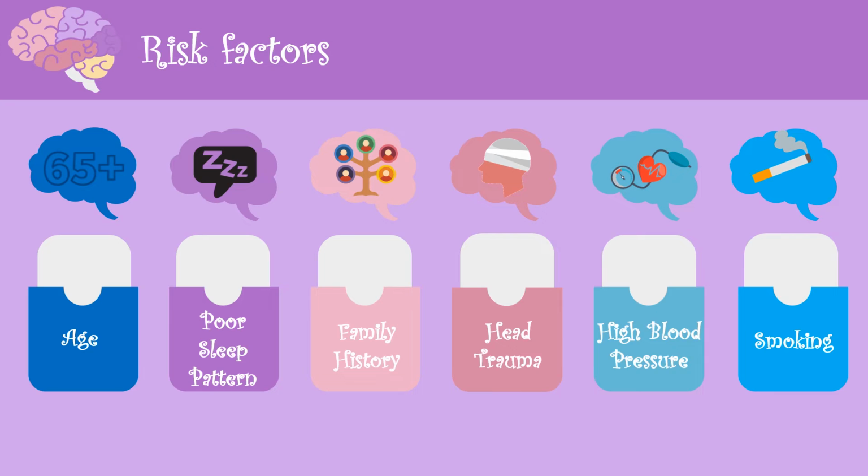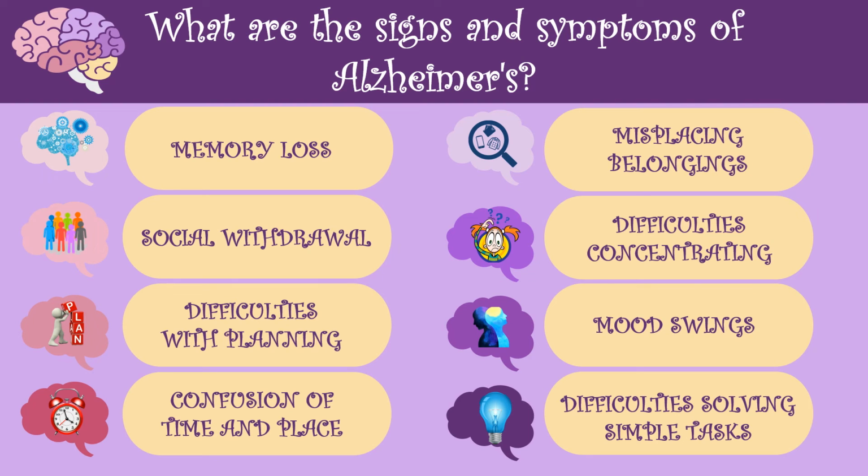Risk factors for Alzheimer's. Age. If you are above age 65, you are at greater risk. Poor sleep patterns also contribute to the risk of Alzheimer's disease. Having a family history, having head trauma, having high blood pressure, and smoking can all contribute to being a risk factor for Alzheimer's disease.